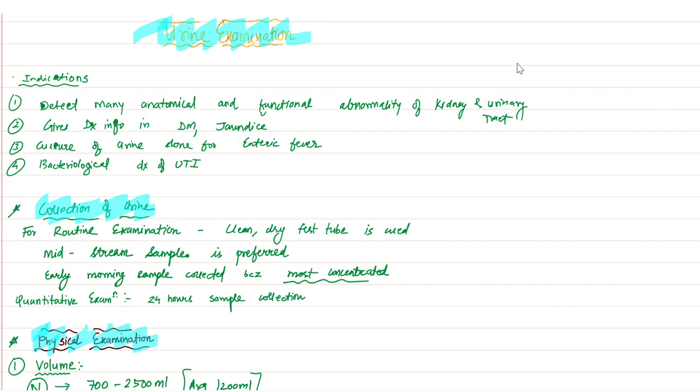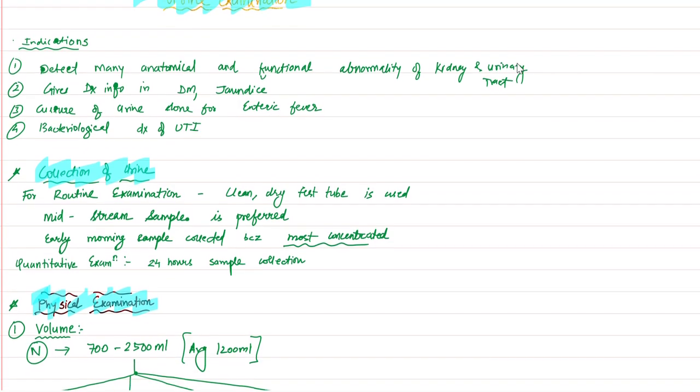Hello everyone. Today in this video we will be discussing the urine examination. First we will discuss the indications of it. It detects many anatomical and functional abnormalities of the kidney and urinary tract, gives diagnostic information in diabetes mellitus and jaundice. Then we can do the culture of urine for enteric fever or any other disease. Then bacteriological diagnosis of the urinary tract infection.